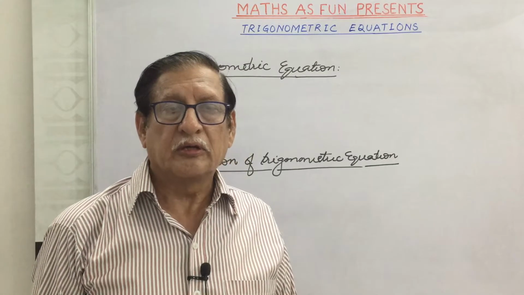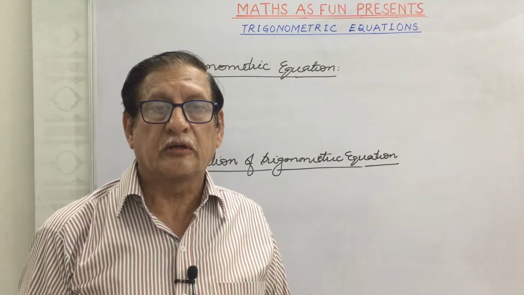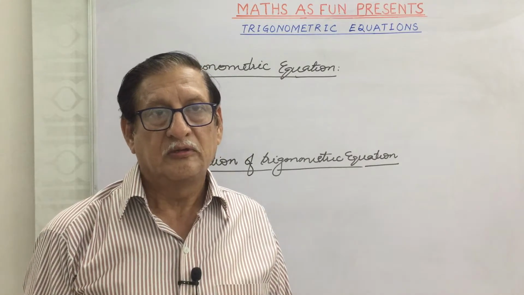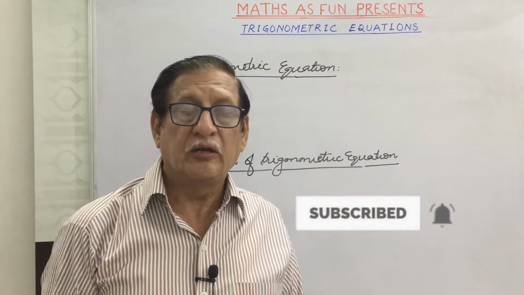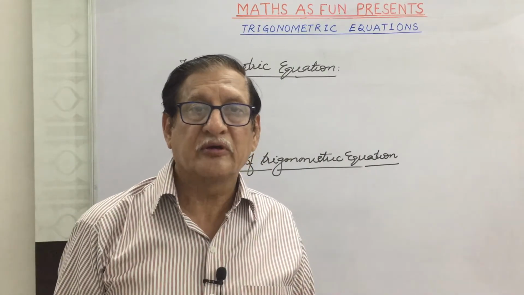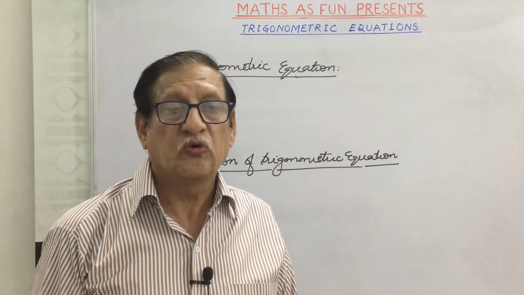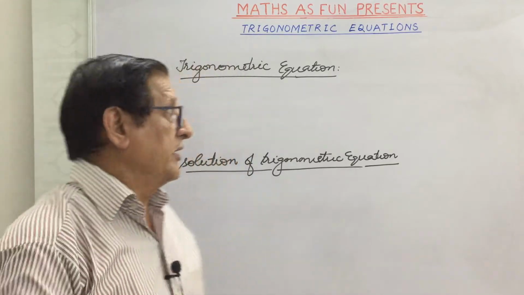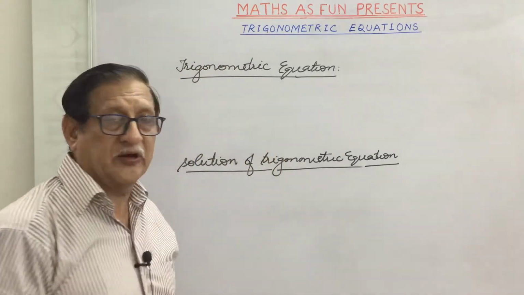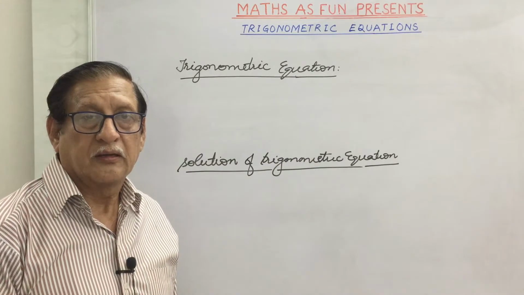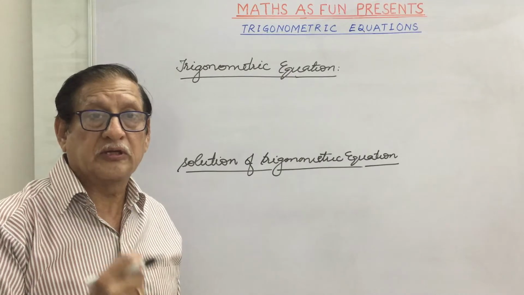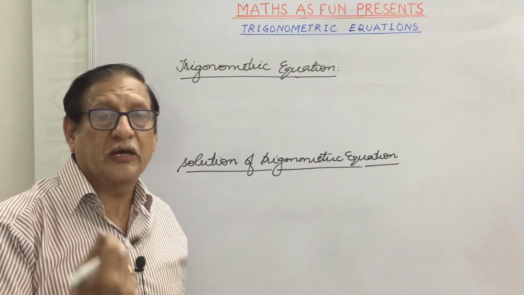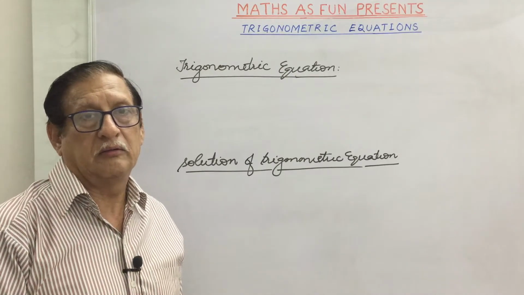Hello everyone. In this video we will learn about trigonometry equations and their solutions. How to define a trigonometric equation. If we learn that, then only we can find out their solution. So what is a trigonometric equation? A trigonometric equation can be defined as an equation which contains trigonometric ratio or ratios of an unknown angle.